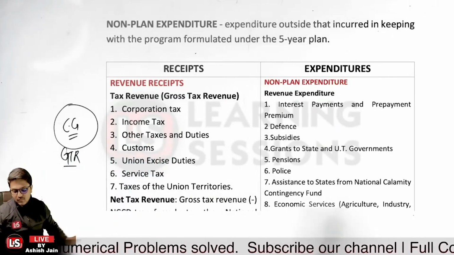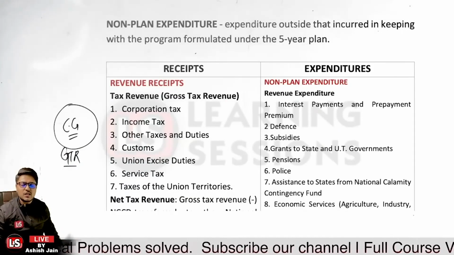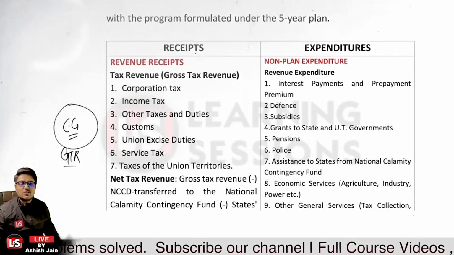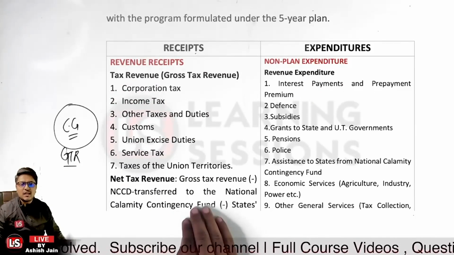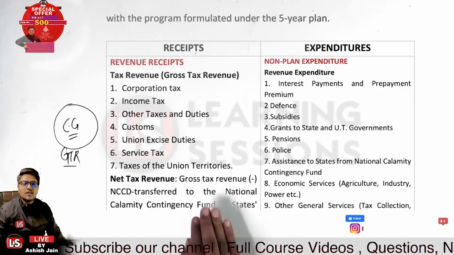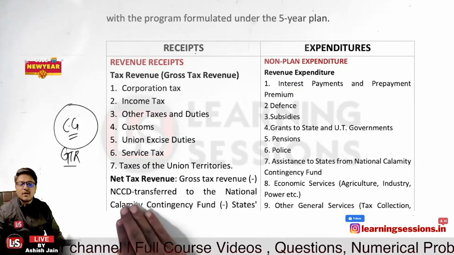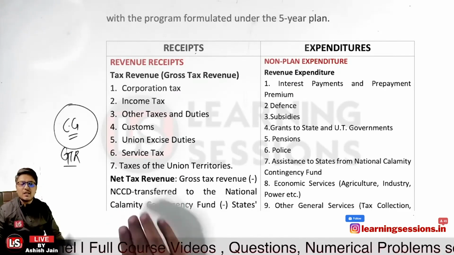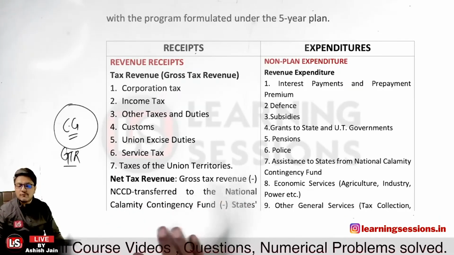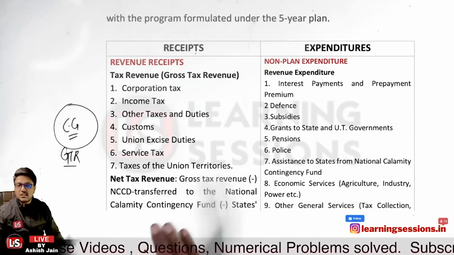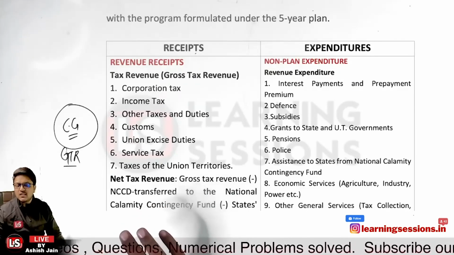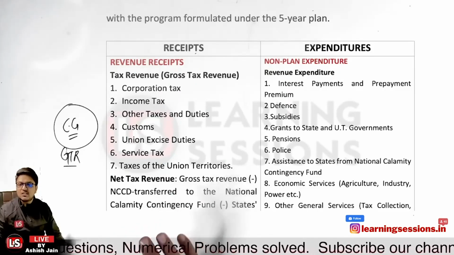Out of this GTR, that is the gross tax revenue, the amount of NCCD is transferred to the National Calamity Contingency Duty. Okay, so it is related to what? It is related to the National Calamity Contingency Duty. It's a fund which is created out of these taxes so received, which can be utilized in the case of calamities or in the case of exigency.